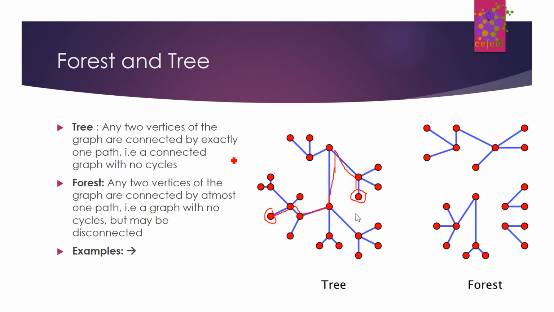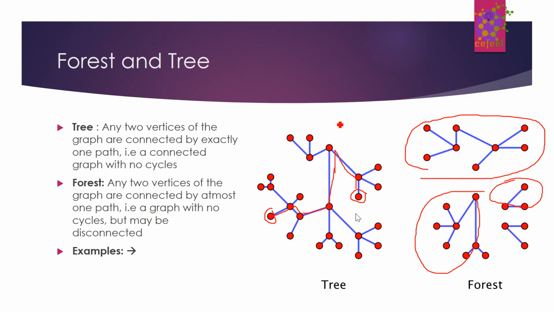Now what is a forest? A forest is nothing but a set of disconnected trees. It's a disconnected graph where each of the connected components is a tree. So there are no cycles in individual connected subcomponents. The definition says a graph with no cycles, but it may be disconnected. So if you pick any two vertices, it is possible that there is no path, but at most they are connected by one path.